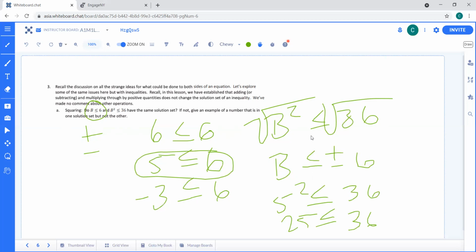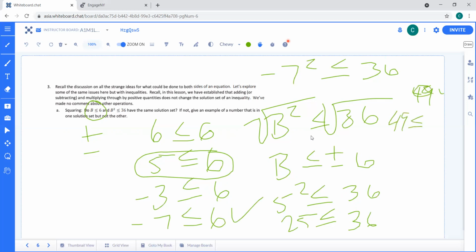Okay. What if I said -7? -7 squared less than or equal to 36. Well, no, 7 squared is 49. But does -7 work over here? Sure, that's true. But it's not true over here because 49 is not less than or equal to 36. That is not a true statement. So that's the reason why when we're talking about squares, it's not always the same.